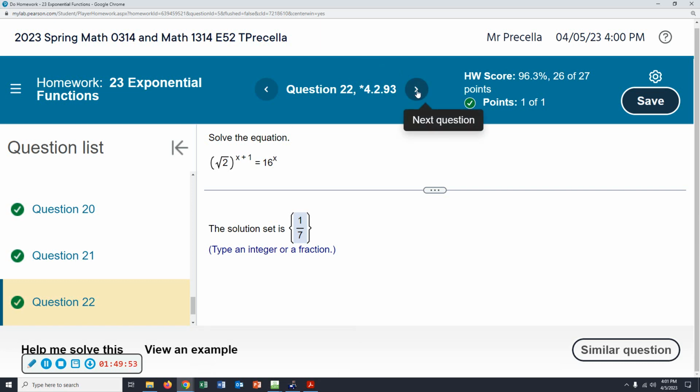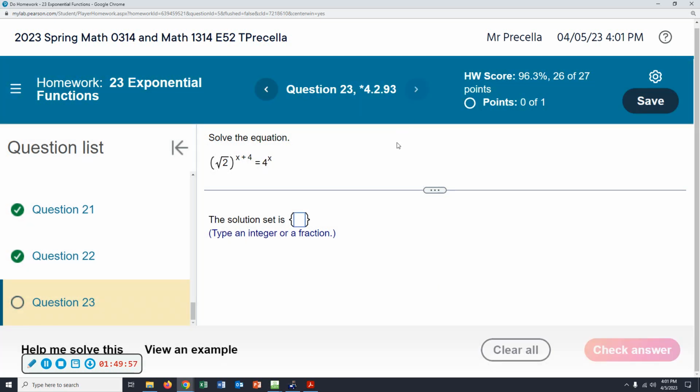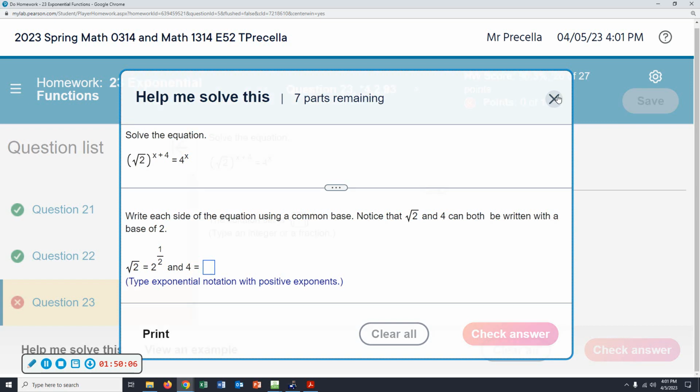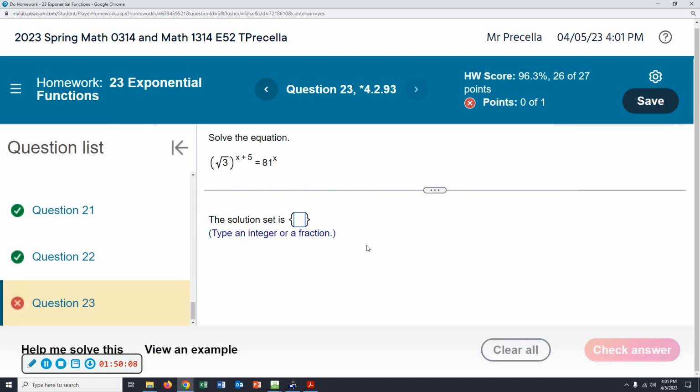Now let's see about the last one. Finally going to be through. It's very, very similar. Let's see if we can do this one. I like this one better.